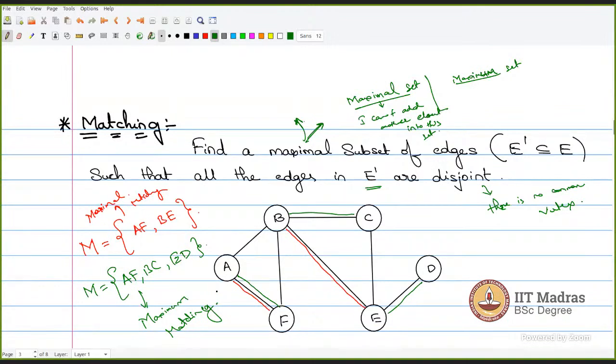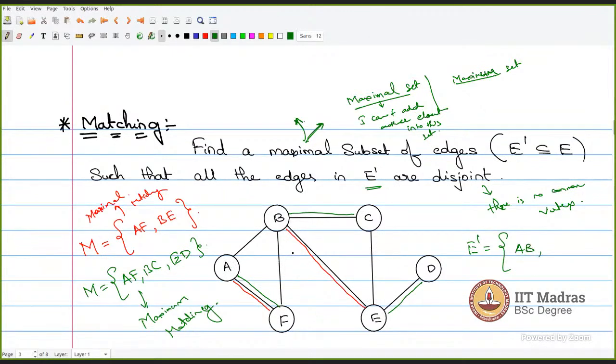Can you explain one more time, sir, please? Okay. Matching is actually you try to find the subset of edges so that whatever edges I choose should be disjoint. I have 1, 2, 3, 4, 5, 6, 7 edges with me, and I have to choose a subset of these edges. Among these 7 edges, I choose AB as my first edge.